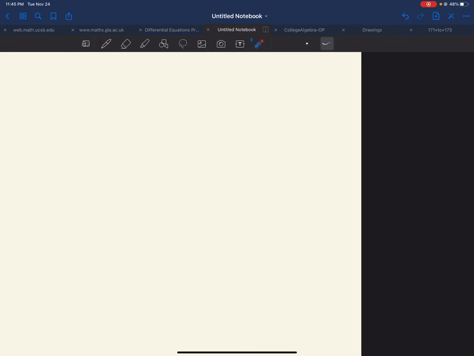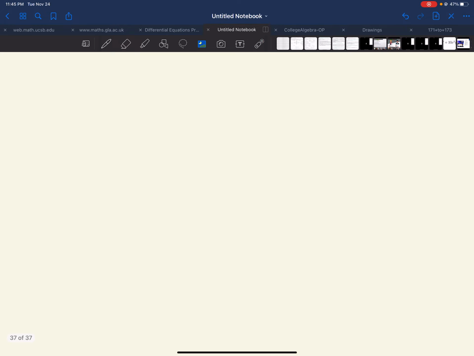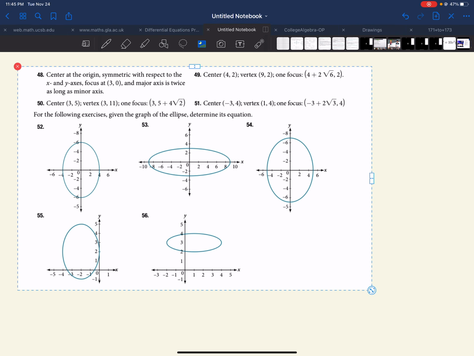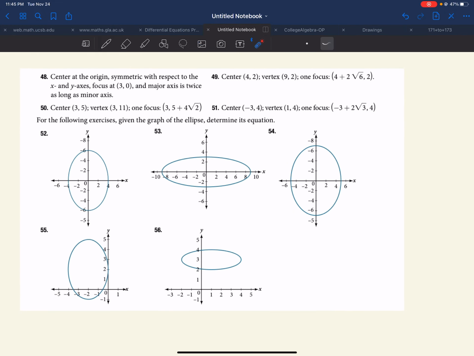And then after that, what I want to show you is the very last thing. Look at some of these problems. These are the ones that we would do normally later on, but let me show you now since we're doing them. Look at problem 52. These are really fun. It says, for the following exercises, given the graph of the ellipse, determine what its equation is.